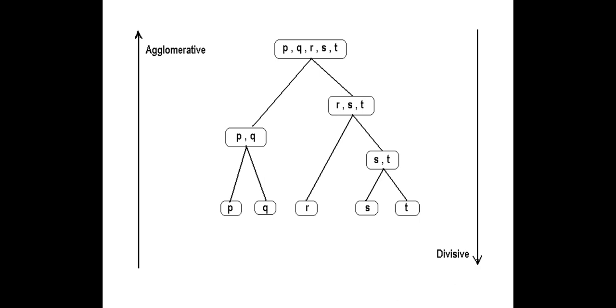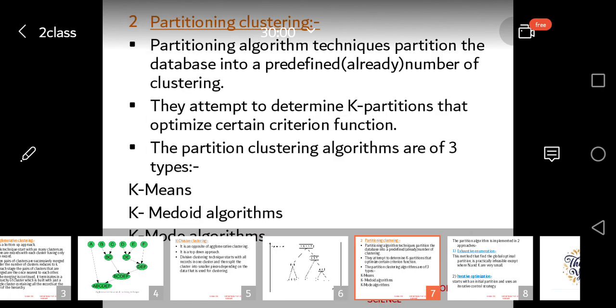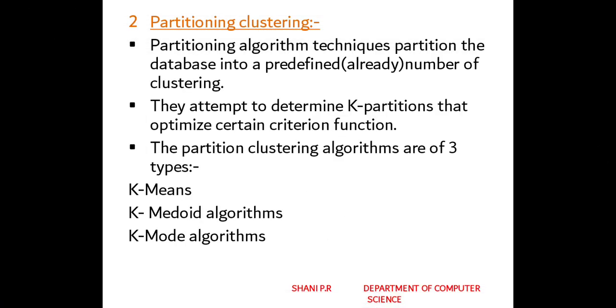Whereas you can see in agglomerative clustering, that arrow mark is showing down to up, right, a bottom up approach, where from p and q it makes the single elements grouped, that is pqrst. So this is about hierarchical clustering, where we have two types, that is agglomerative and divisive clustering. Okay, so next we have partition clustering.